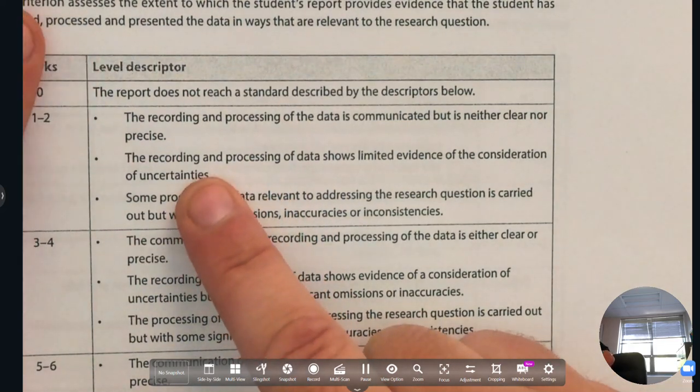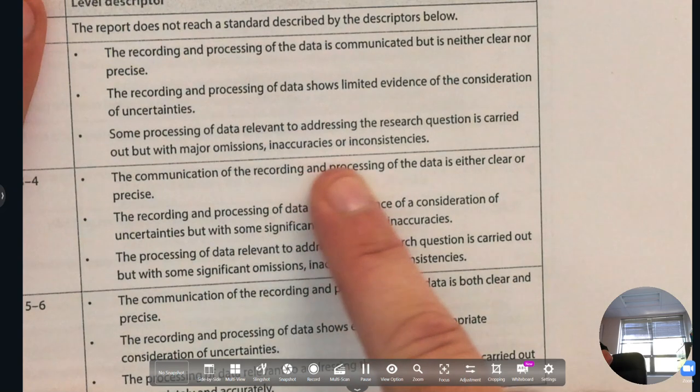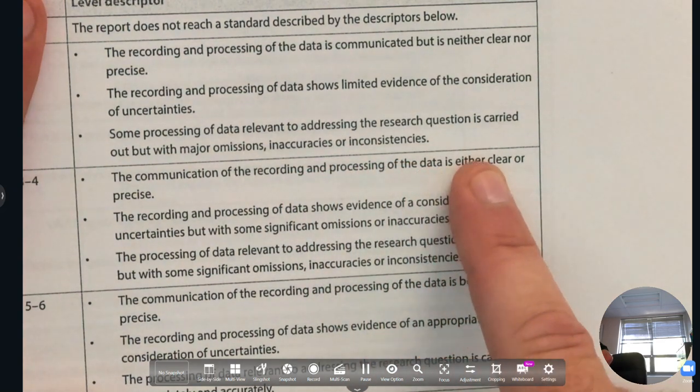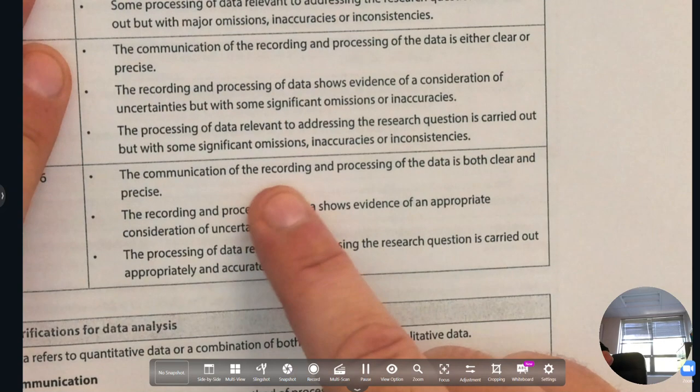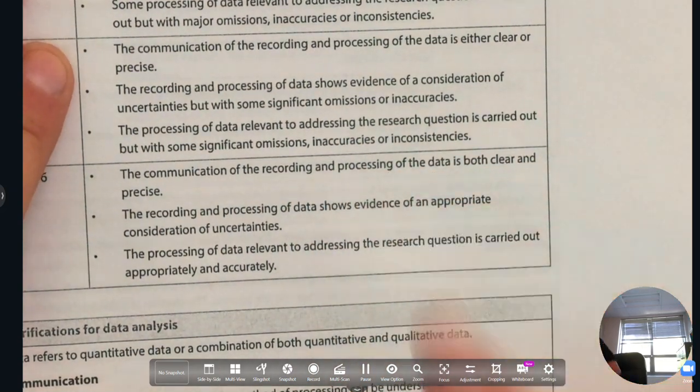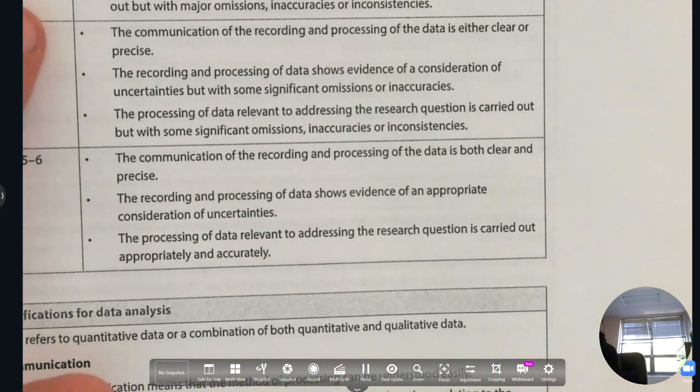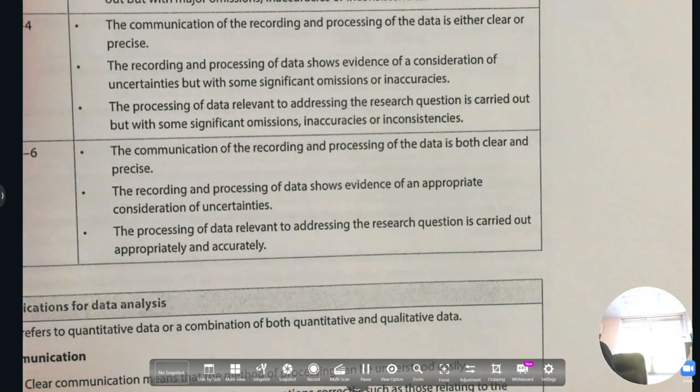The recording and processing of data. Oh wait, let's do it this way. The communication of the recording and processing of data is either clear or precise. So this is neither. So this one must be both. The communication of the recording and processing is both clear and precise, so it's easy for the reader to digest.